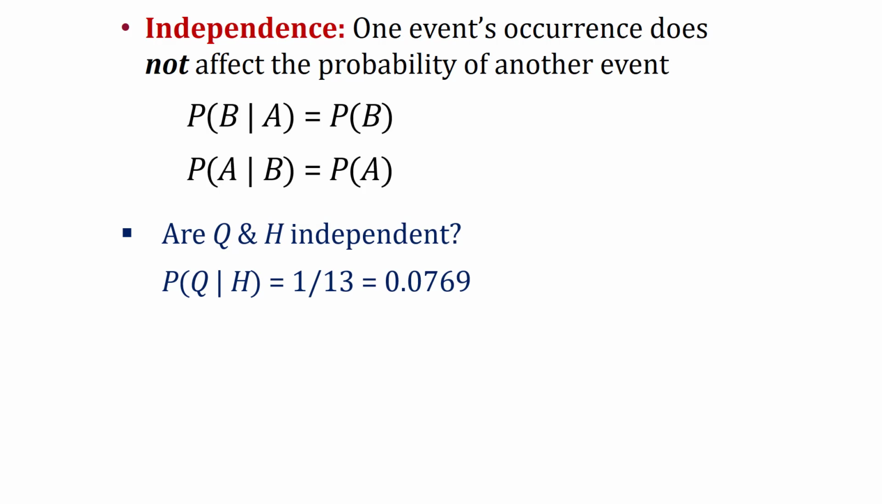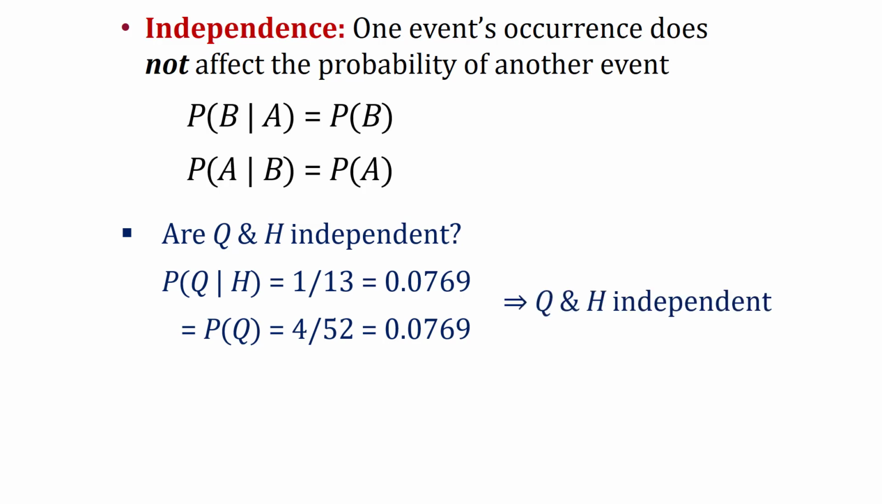What do I need to compare this to check for independence? I need to look at the unconditional probability of just drawing a queen from the deck. Notice the order here. I just drop the condition. So I need to compare probability of queen given heart to just unconditionally probability of drawing a queen. There are 4 queens in the deck out of the 52 cards. 4 out of 52 is the exact same thing as probability of queen given hearts. It's 1/13. So since those two probabilities are the same, yes, queens and hearts are independent.